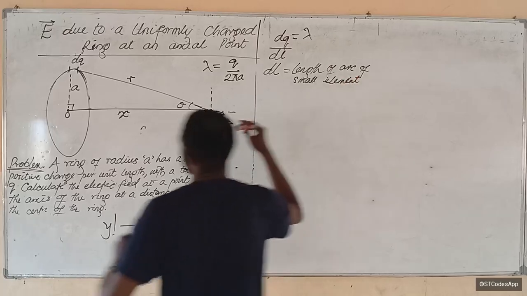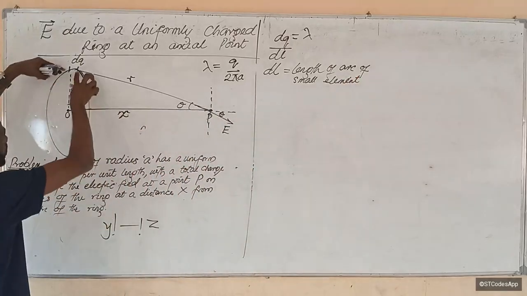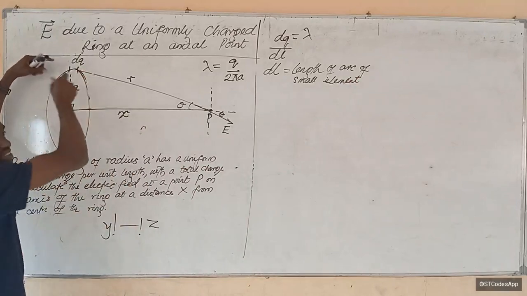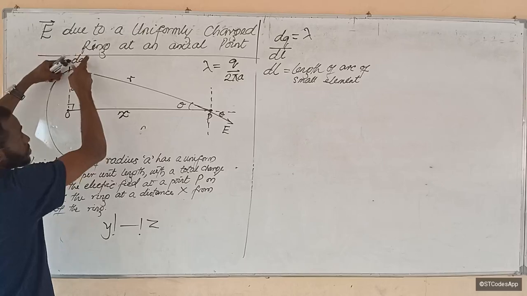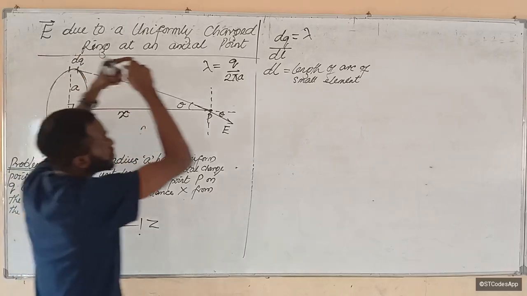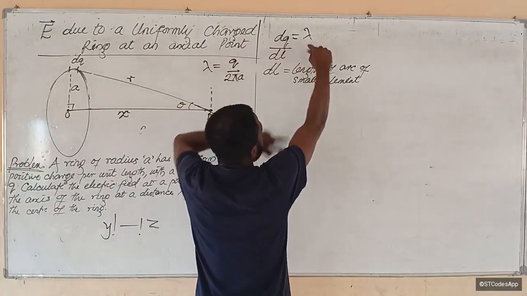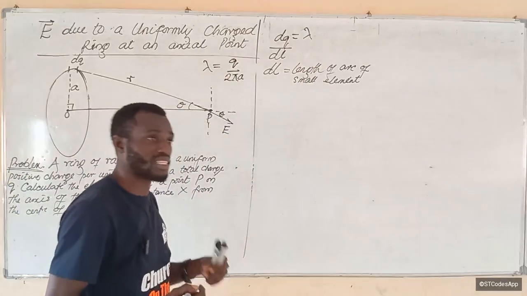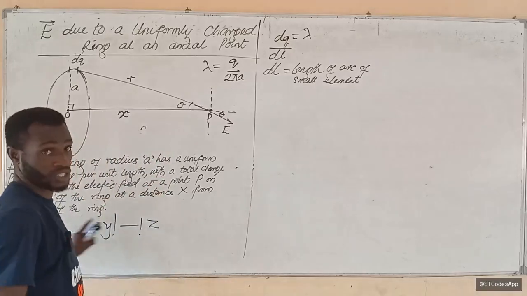Do you remember that the first thing we did after the setup was to parameterize this small portion, a very tiny portion. So that portion is going to be the dq, and we will be defining the charge density, which is uniform according to the question.